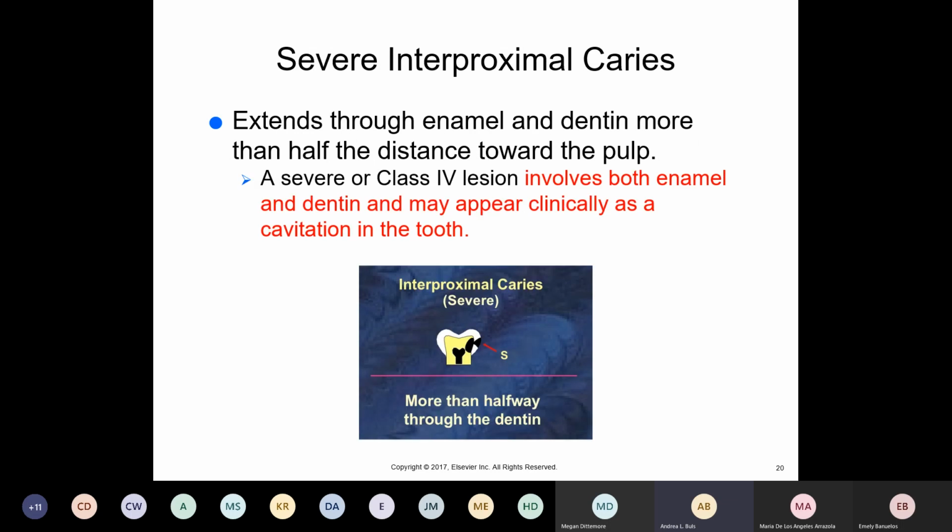And then severe extends through the enamel and the dentin, and it's more than half the distance towards the pulp. So this is severe. It's going to involve both enamel and dentin. Clinically, you're going to see this. You're going to see the cavitation if you look in the mouth.